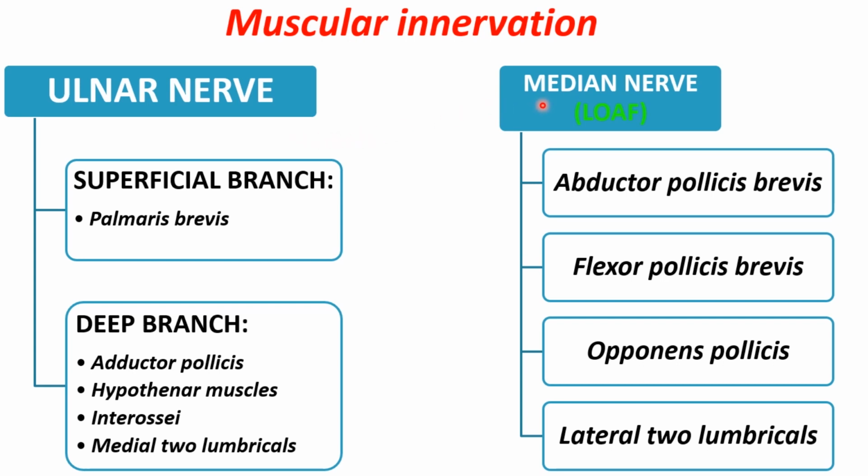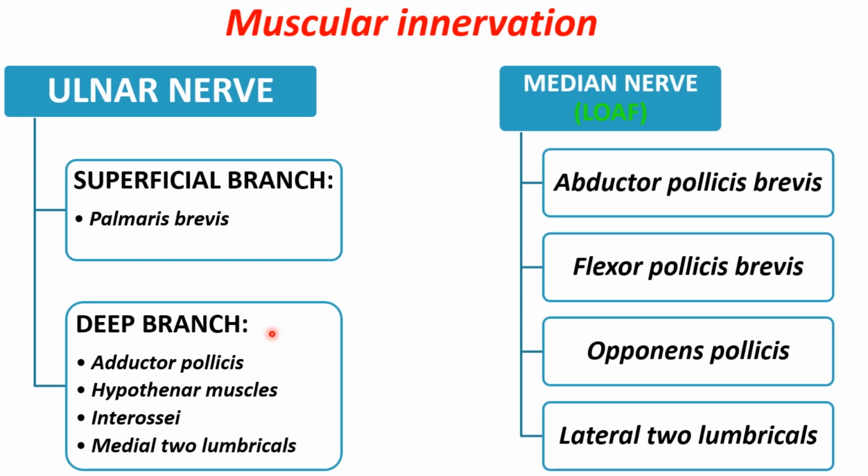Out of the 15 muscles that will be supplied by the ulnar nerve, the superficial palmar branch will supply only 1 of them, and the rest, 14 muscles, will be supplied by the deep branch of the ulnar nerve. And these muscles are the Adductor pollicis, Hypothenar muscles, the Interossei, and then the medial 2 lumbricals.